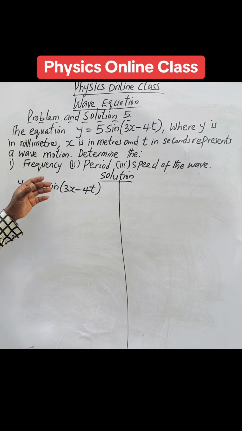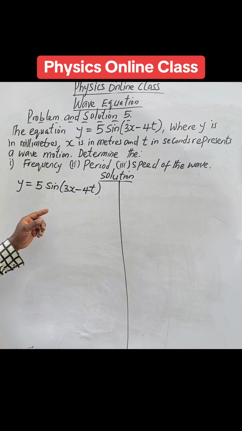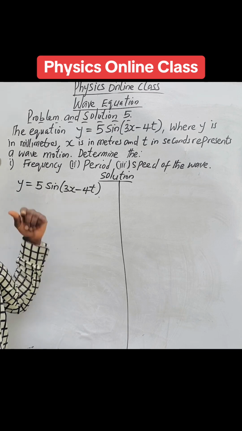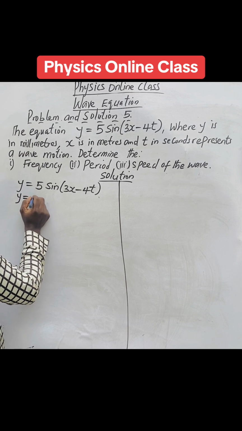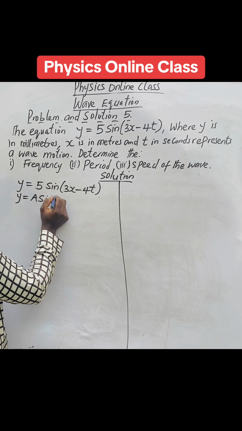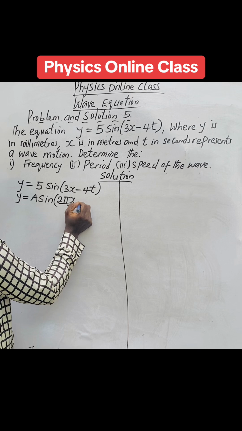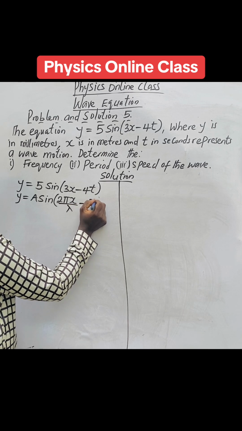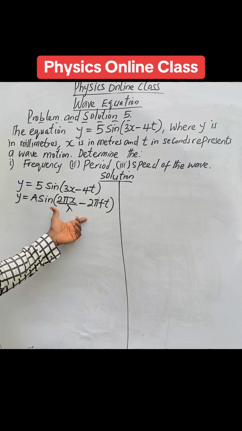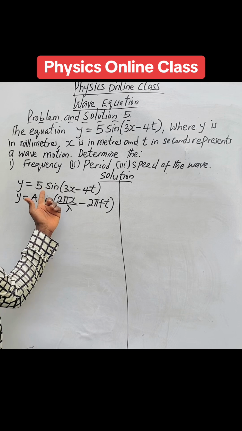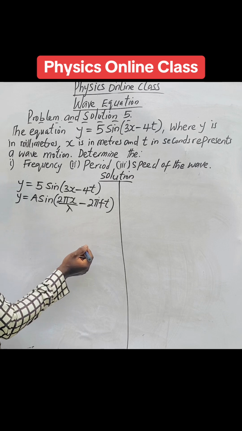So as we usually do, you recall the wave equation that represents this equation. And the wave equation is y equals a sine (2 pi x over lambda minus 2 pi ft). So this is the wave equation that represents this equation in the question. So as we usually do, you work by comparison.